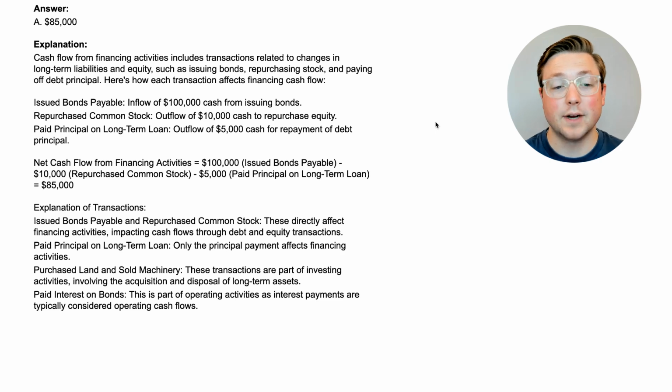All right, here's the answer, $85,000. So again, cash flow from financing activities is specifically for long-term liabilities and equity. So issuing the bonds, repurchasing stock, paying off debt principal, those all have to do with it. So issuing the bonds payable, which is a way of getting money, that's an inflow of cash from the bonds.